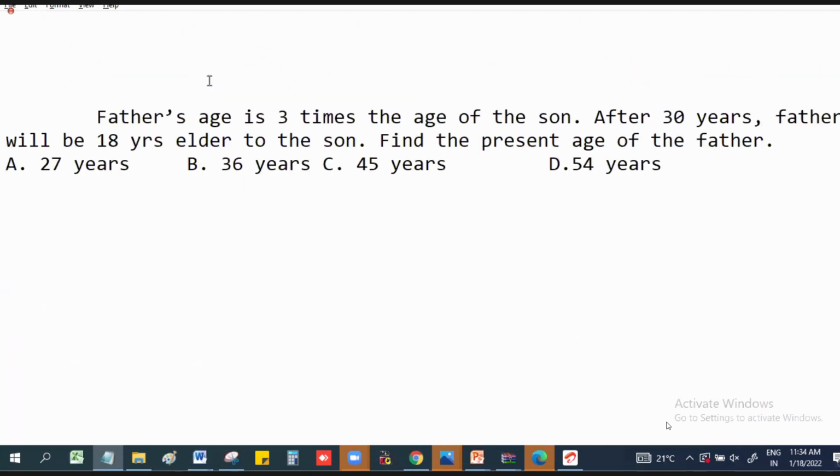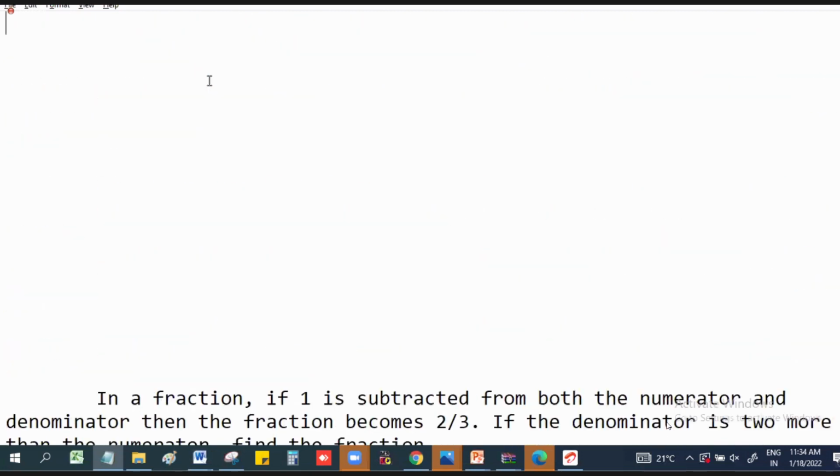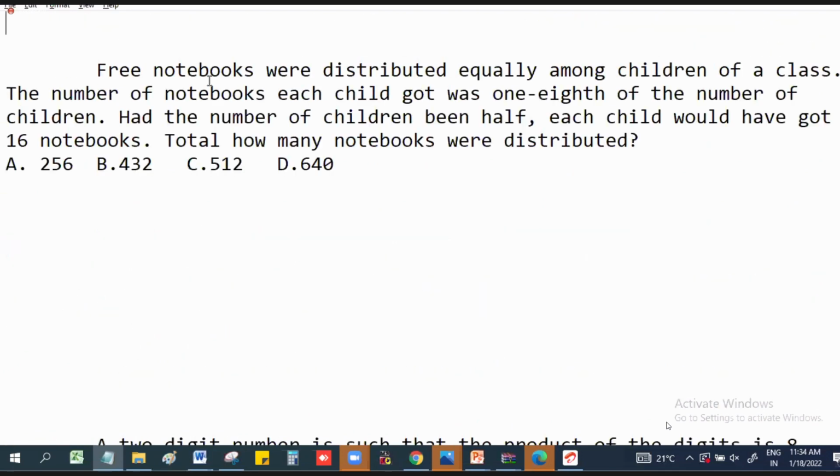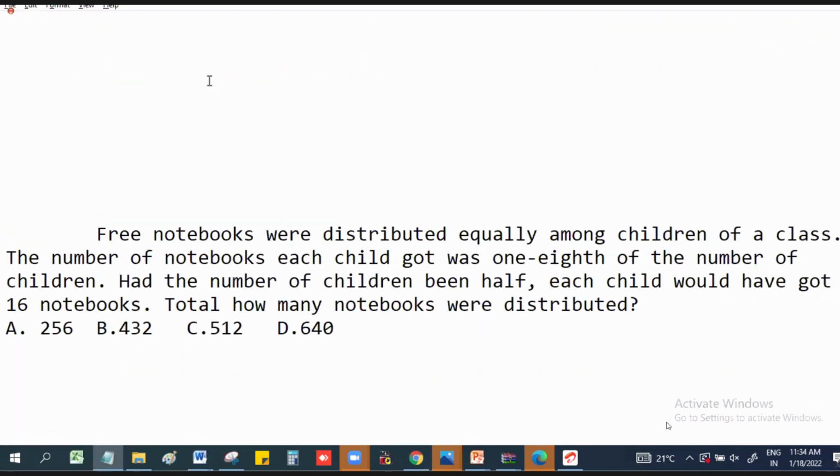Okay, let's go to solve one interesting question. This is very, very important. Okay, the first question. Nice question. Take your 2 minutes time. Try to solve this question logically. Your time starts now.